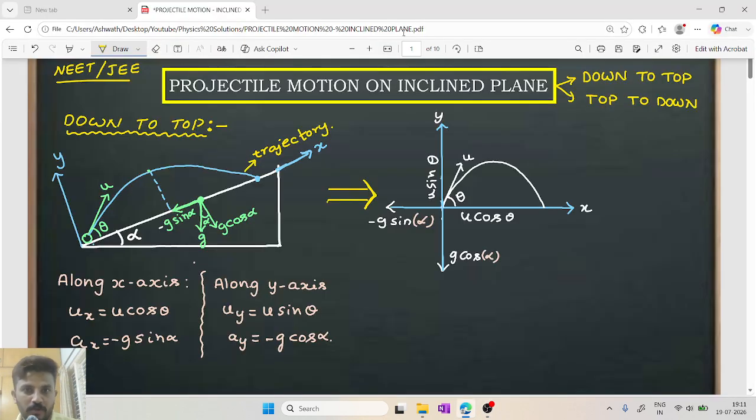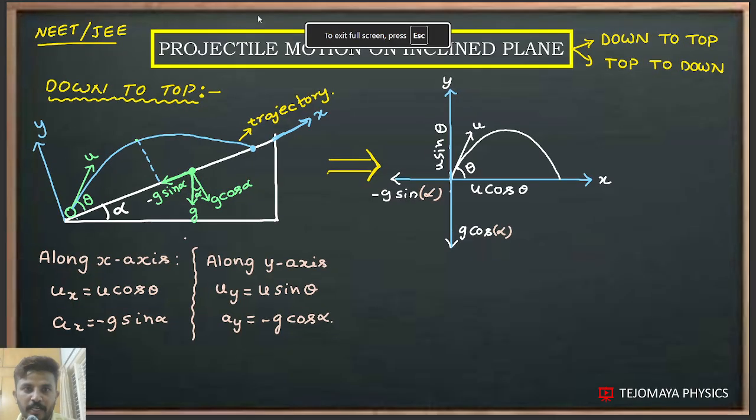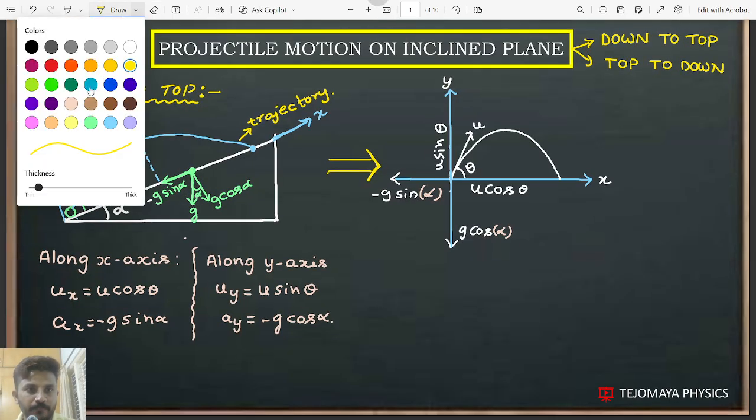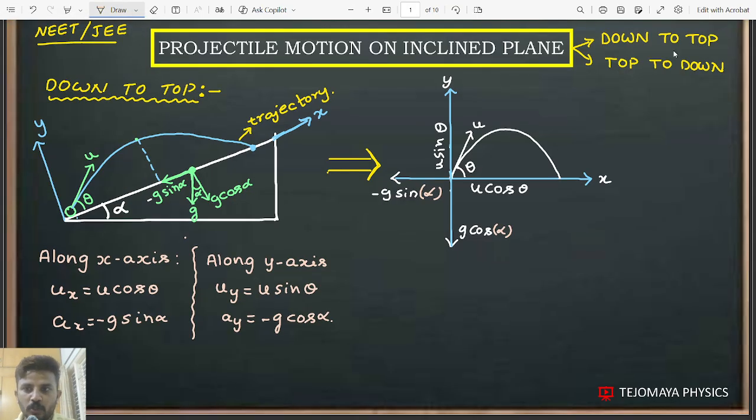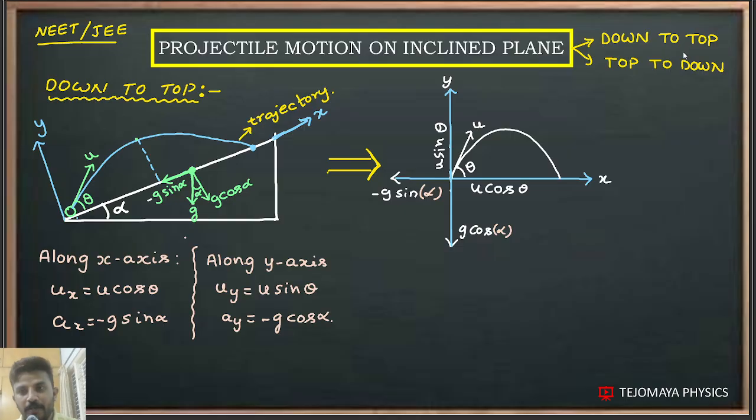In this video, I'm going to discuss projectile motion on an inclined plane. In this we have two types: one is down to top projectile on the inclined plane, and the other is top to down projectile on the inclined plane. In this video we'll discuss down to top projectile, wherein I'm going to derive the expression for the time of flight, the range of the projectile, and also the maximum height reached by the projectile from the inclined plane. Okay, so we'll discuss one by one.